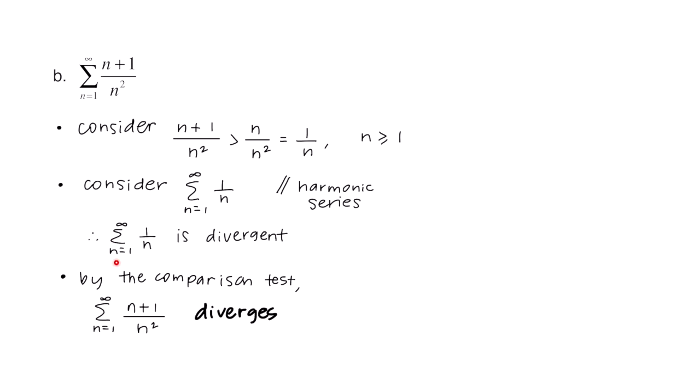Since we determined that this series diverges, and that corresponds to this n over n squared, because this is greater than that, we can conclude by the comparison test that this original series also diverges.